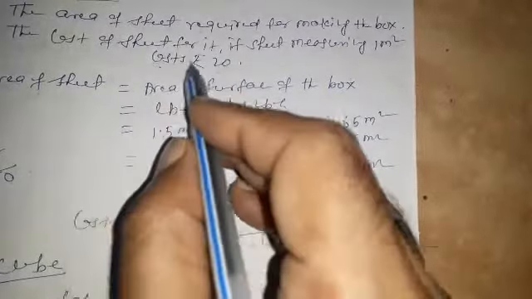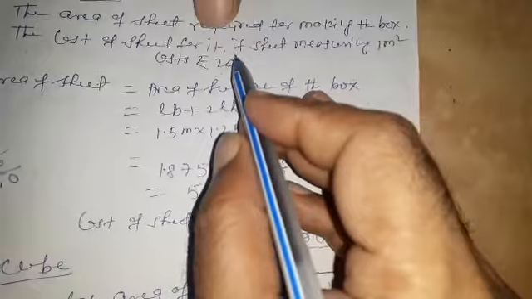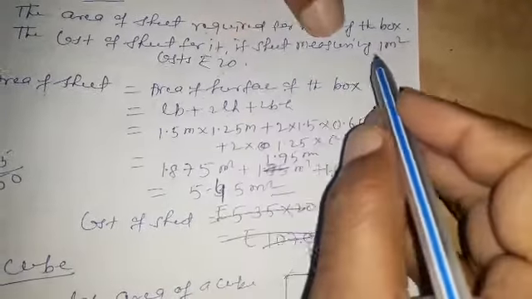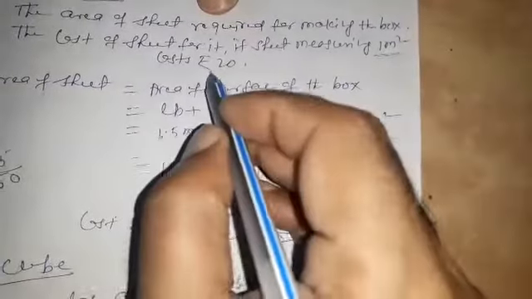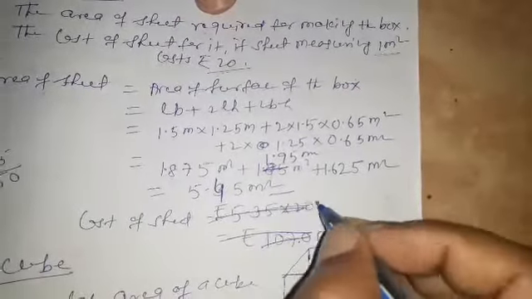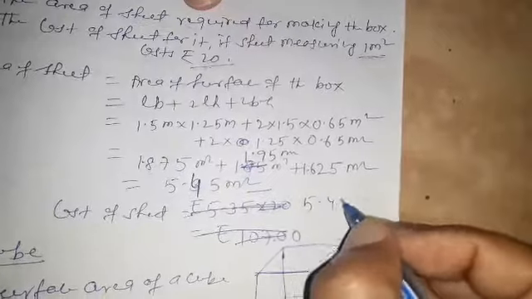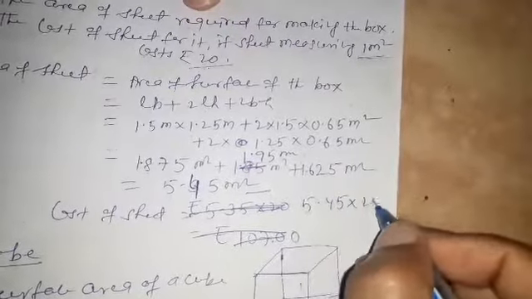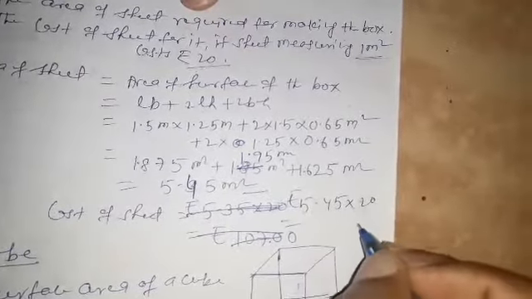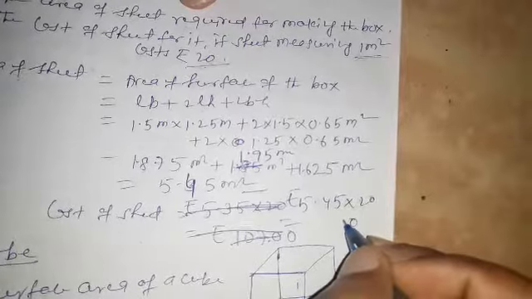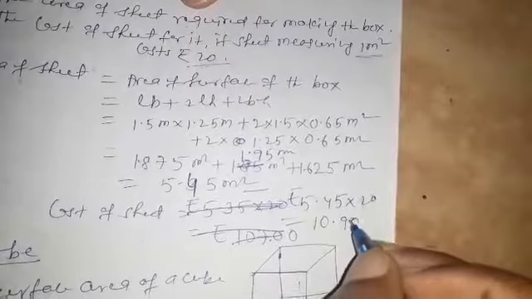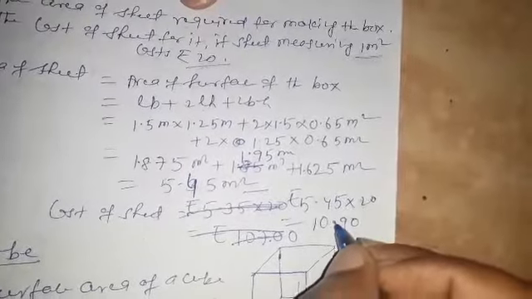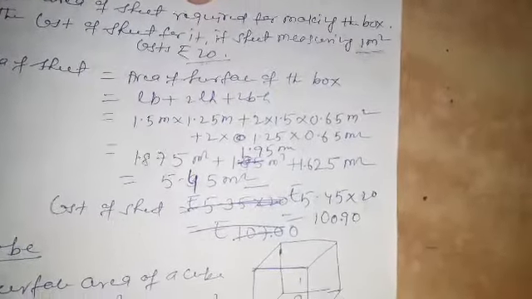Now the second part is the cost of the sheet, if the sheet measuring 1 meter square costs 20 rupees. It means total cost is equal to 5.45 into 20 rupees, which is 109 rupees, that is 109 rupees 0 paise.